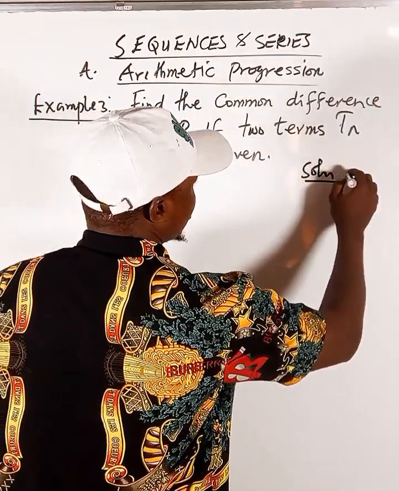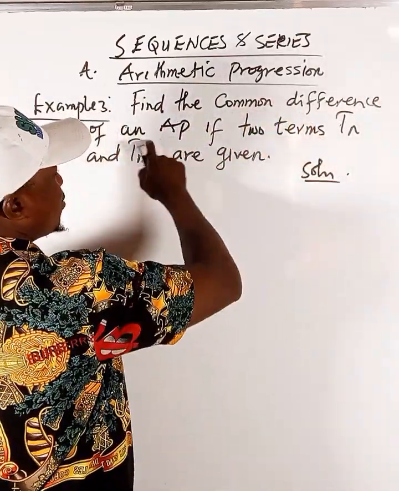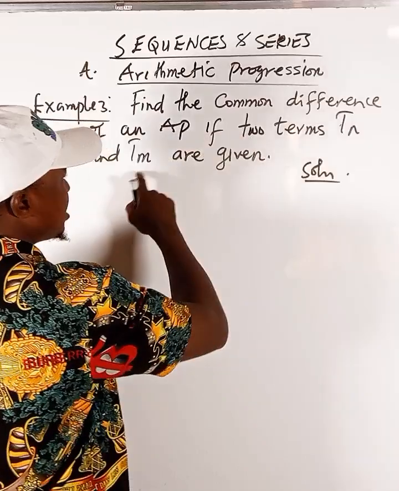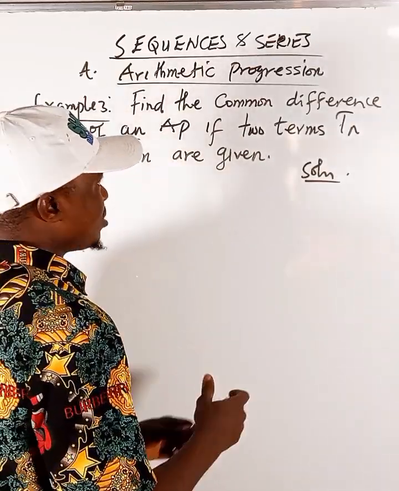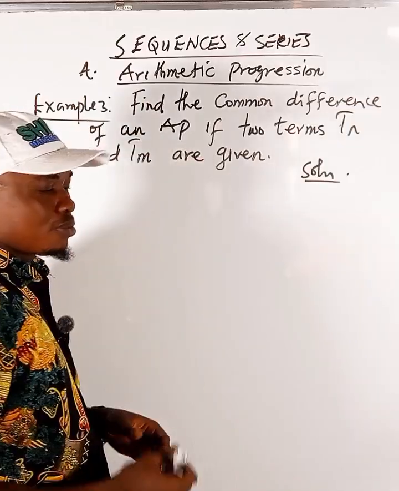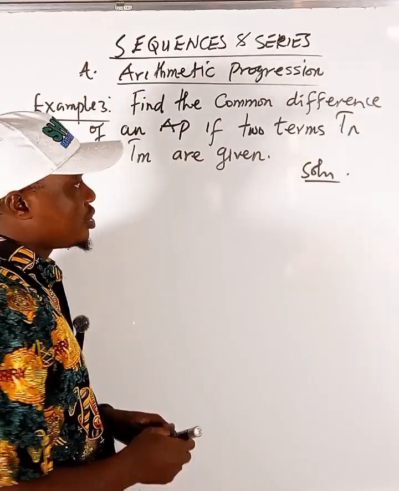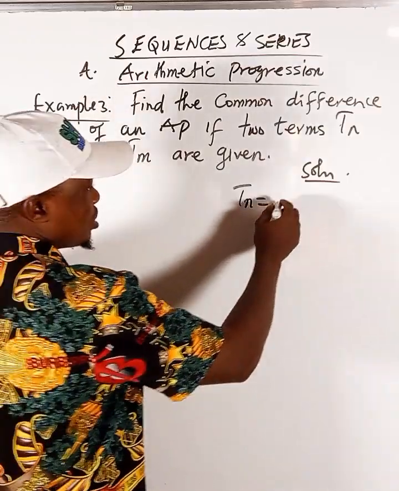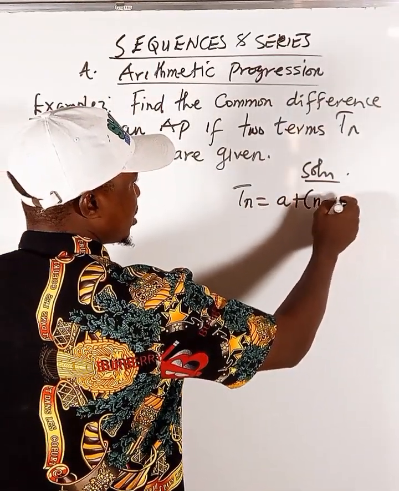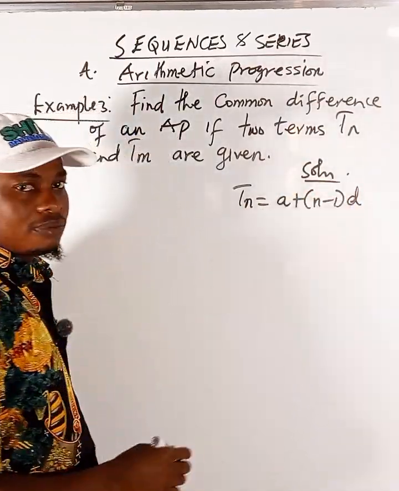Solution. Okay, find the common difference of an AP if two terms, Tn and Tm, are given. Therefore, we are looking for the common difference when we have Tn and Tm being the given terms. Now, you should recall that when you have Tn, the nth term is always A plus n take away 1, then D. All right.